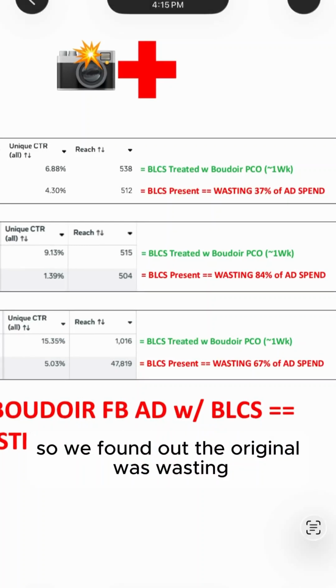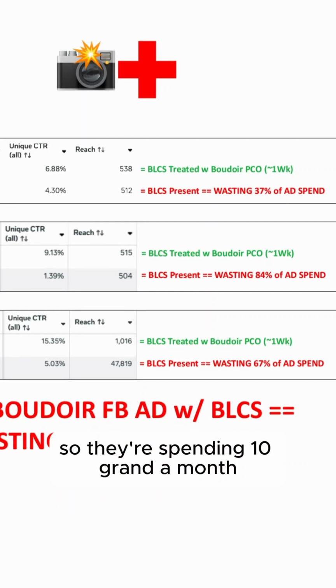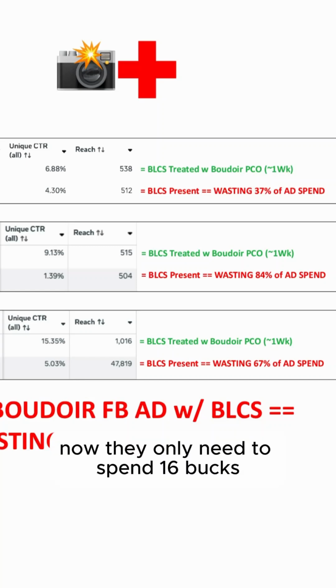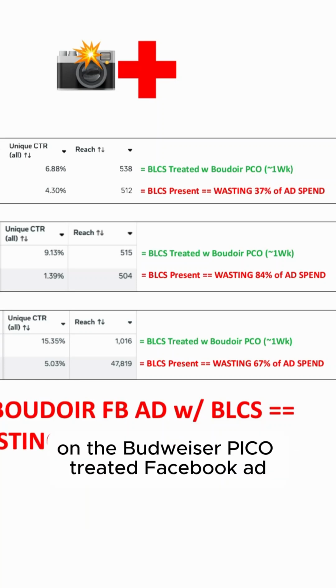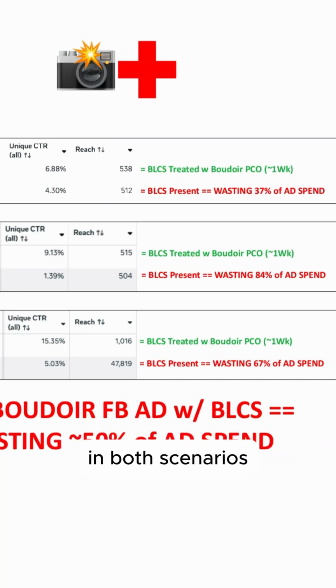So we found out the original was wasting 84% of its ad spend. So they're spending 10 grand a month on the original Boudoir Facebook ad. Now they only need to spend $1,600, 1.6 grand a month on the Boudoir Pico treated Facebook ad to get their ad into the same number of women's brains in both scenarios. So as a result, we're eliminating $8,400 a month in wasted Boudoir Facebook ad spend.